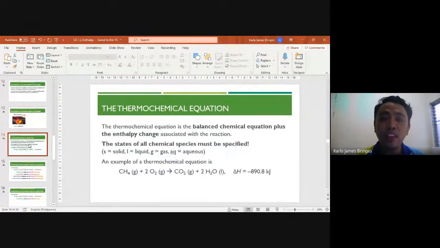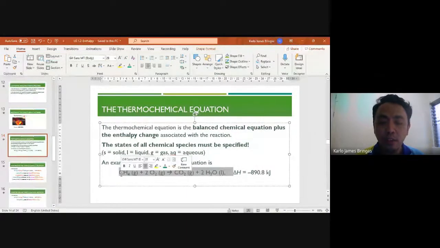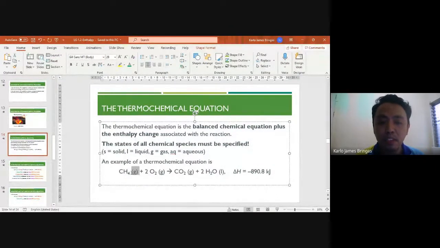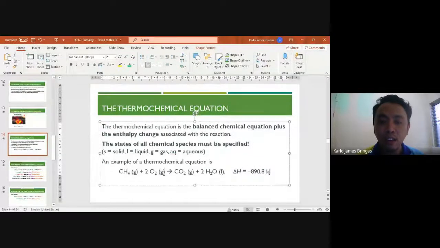So together, the delta H value is actually always combined with the balanced chemical equation to make up our so-called thermochemical equation. So in the thermochemical equation, what we observe is the following. So meron tayong balanced chemical equation, first written. Every substance that is involved in the reaction has its state given in here.